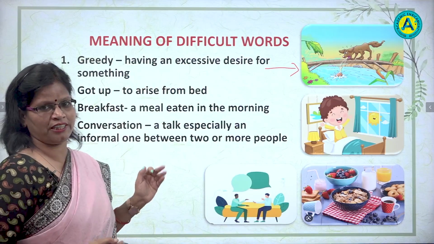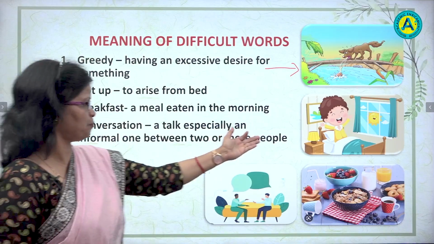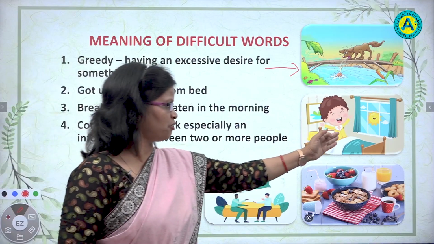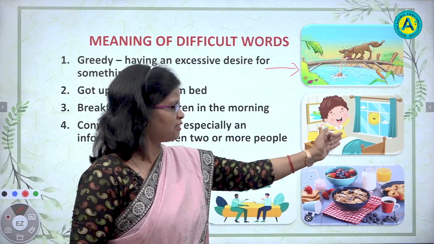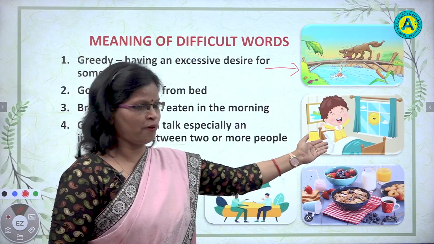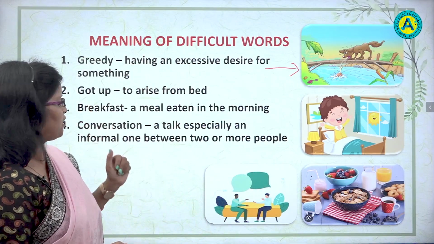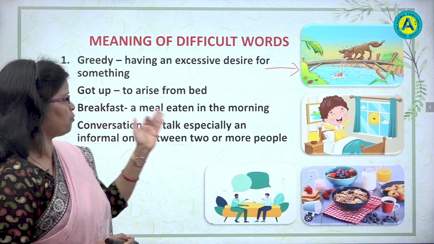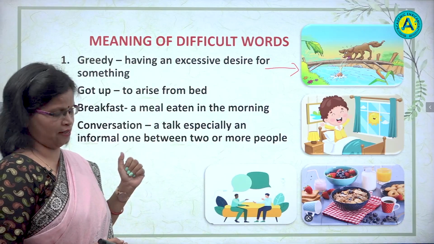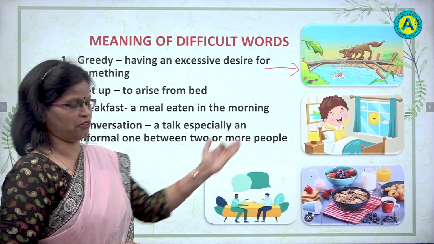The second one is got up. Now see this picture. There is a small boy. Isn't it? There is also a sun that is shining. It means what? This is the morning time. And the boy got up from the bed. Isn't it? So we can say the meaning of got up is to arise from bed. Now, we can link up this word to this picture.